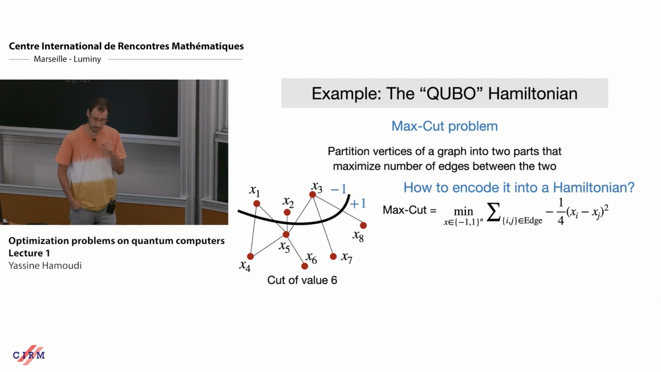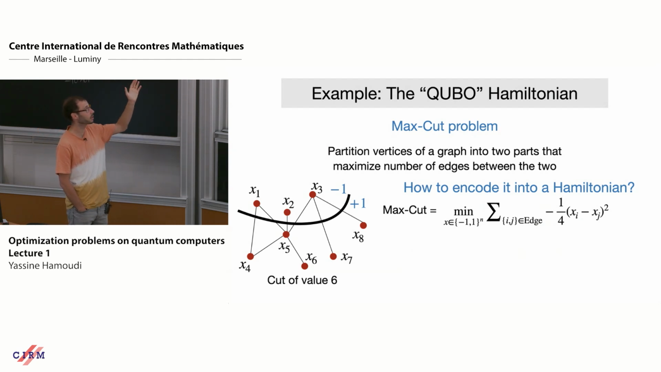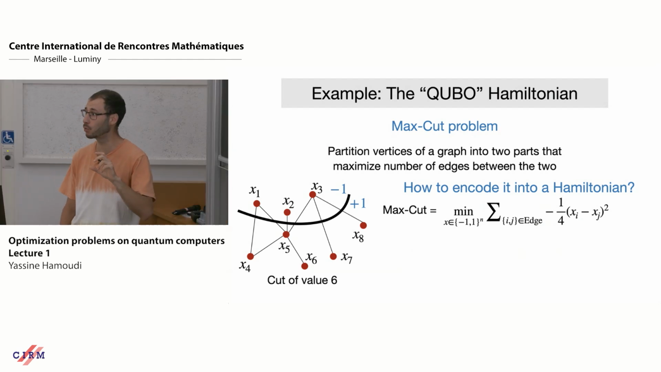So let's do it step by step. I will show you how to construct the Hamiltonian. So what we'll do is we'll introduce binary variables, one for each vertex of the graph. So here we have 8 vertices and variables x1 up to x8. For simplicity, I'm assuming that they take value +1, -1, instead of 0, 1.